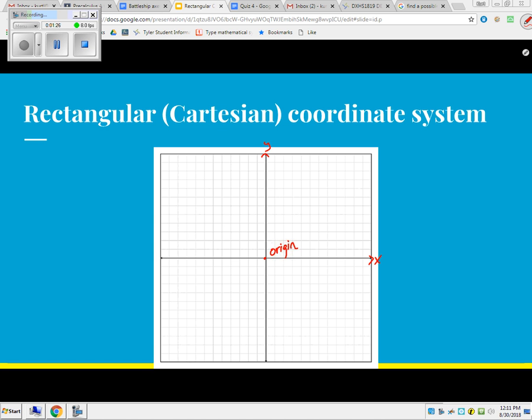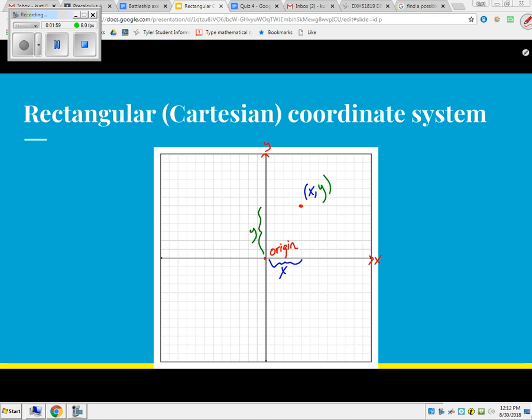What's going to happen is we're going to be given a point, or we're going to have to find a point. To get to that point, we're going to see how far we had to go on the x-axis and how far we had to go on the y-axis. Whatever that distance is gives me something called an ordered pair, where my x, my horizontal distance, comes first, and my vertical distance, y, comes second.